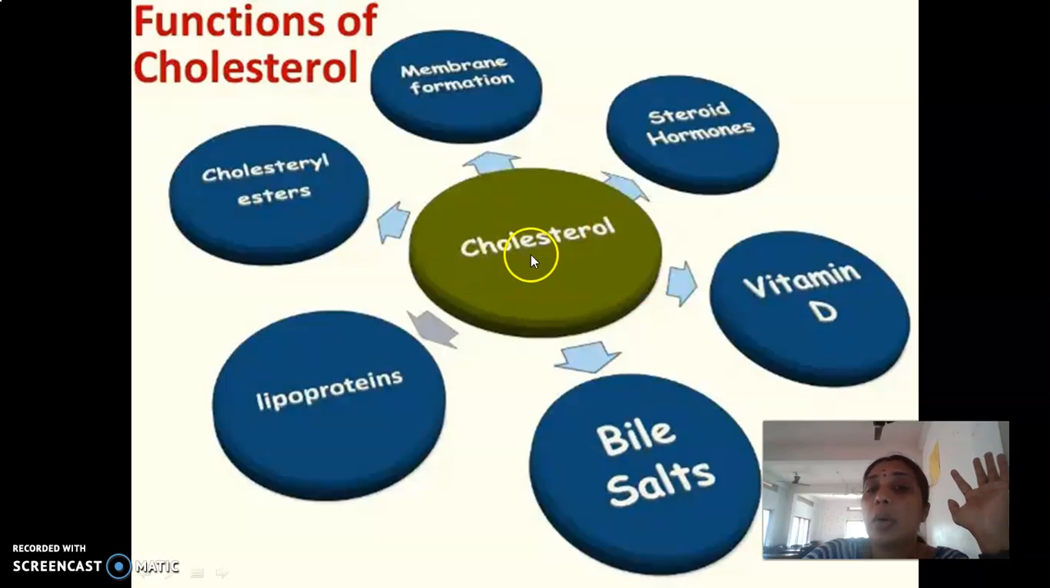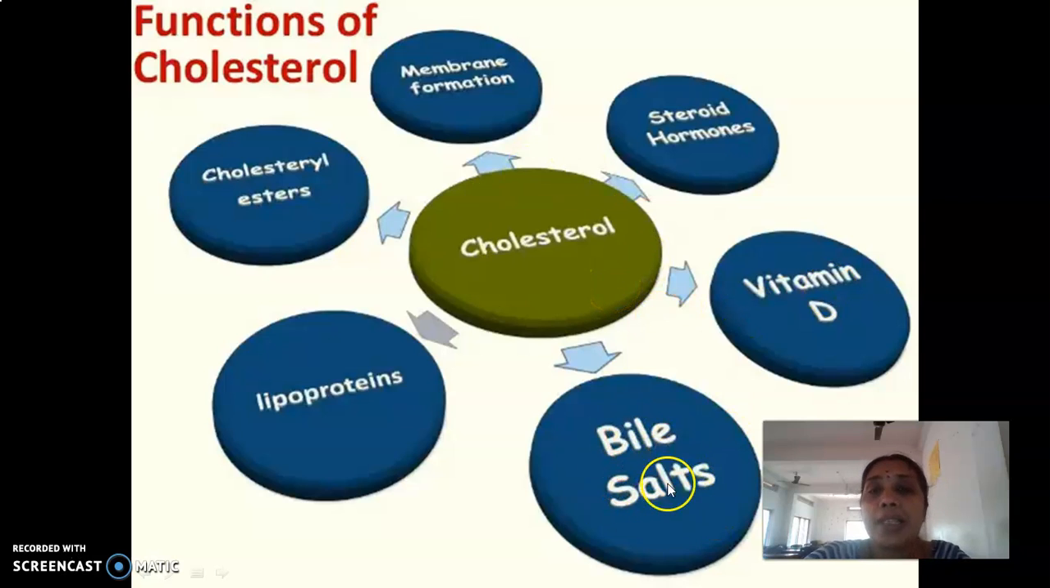So that is another important function. The third important function is that cholesterol is responsible for the synthesis of vitamin D. We know that vitamin D is a fat soluble vitamin, so it is derived from fats, and the parent compound from which vitamin D is synthesized is cholesterol. You might have studied this in the first year.